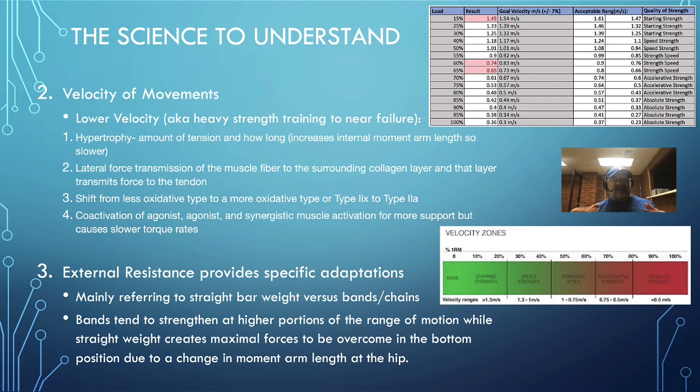So something to consider. And then external resistance provides specific adaptations as well, mainly referring to straight bar versus bands and chains. I mentioned it a little bit earlier, but bands tend to strengthen at higher proportions of the range of motion, while straight weight creates maximal forces to be overcome in the bottom. We talked about that.